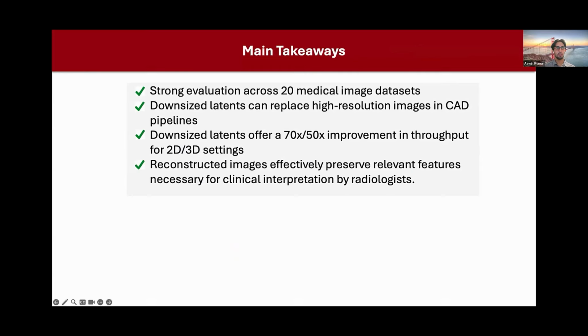So we've provided a lot of information about our work, but what are some of the main takeaways? First main highlight is definitely that we performed a strong evaluation across 20 different medical image data sets of various types, various anatomies, and different modalities. We showed that these downsized latents can replace high-resolution images in these computer-aided diagnosis pipelines while maintaining or even exceeding performance. These downsized latents also offer a 70% improvement in the 2D setting and a 50% improvement in the 3D setting, just in terms of throughput, really enabling large models to be built using latents instead.